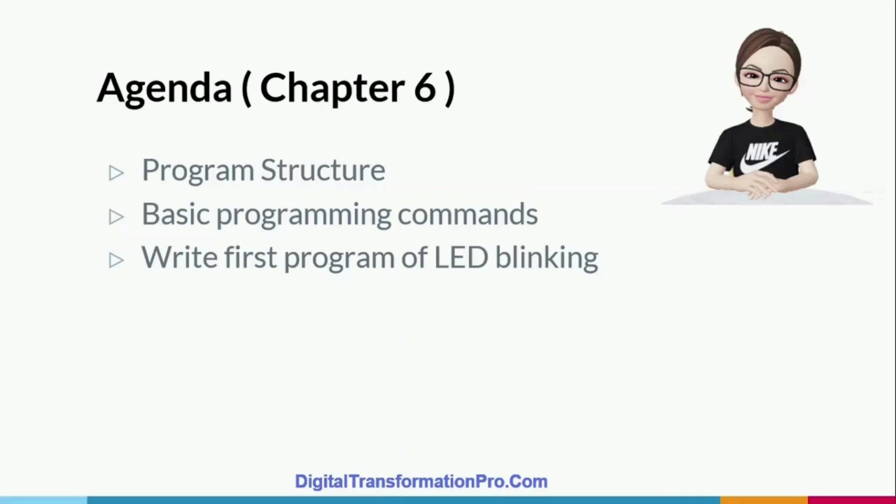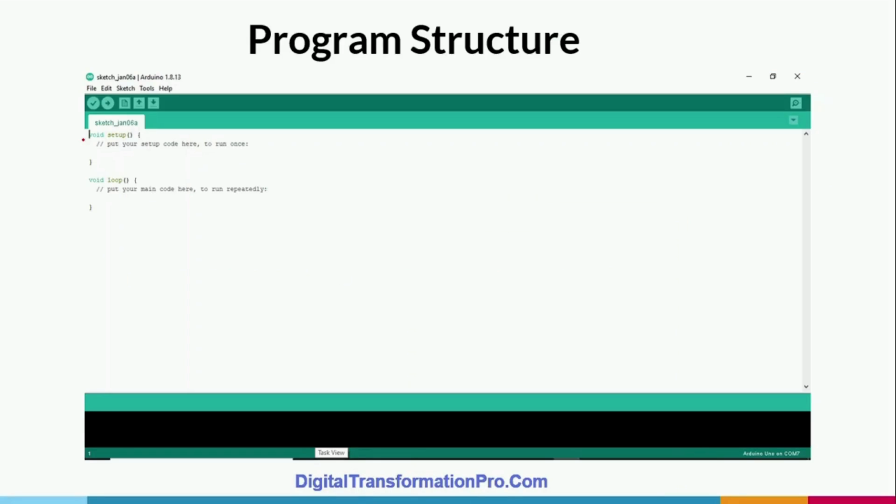In this chapter, we will see the program structure of Arduino, then basic programming commands, and then we will write our first Arduino program of LED blinking. When you open Arduino IDE, this window will appear. As you can see, this is the program structure of Arduino. It has two main functions.